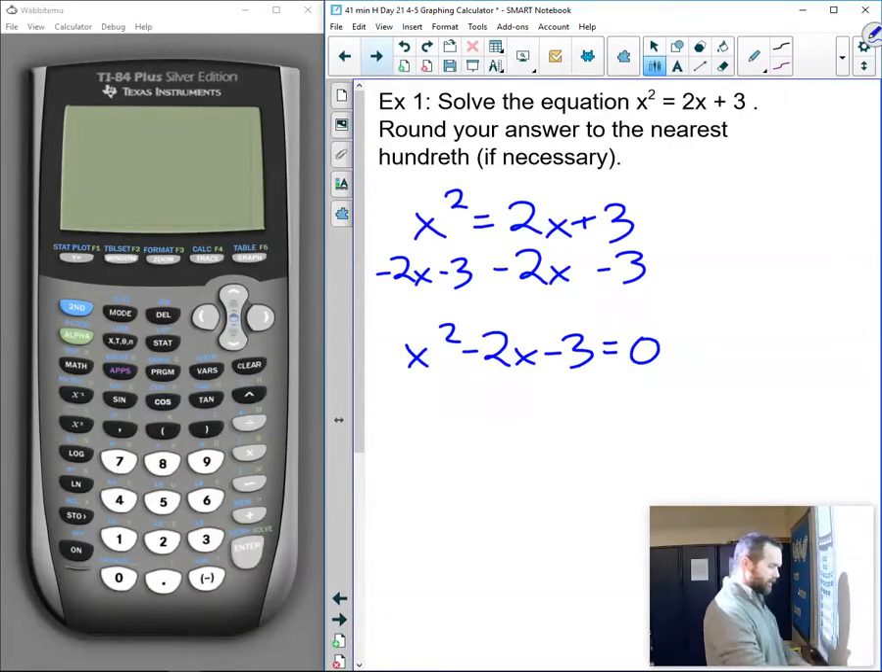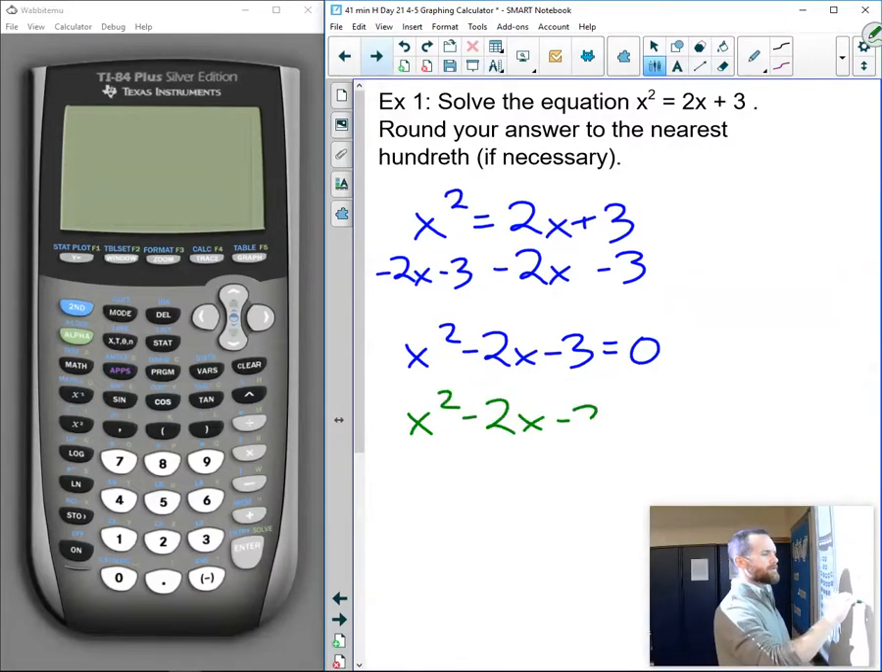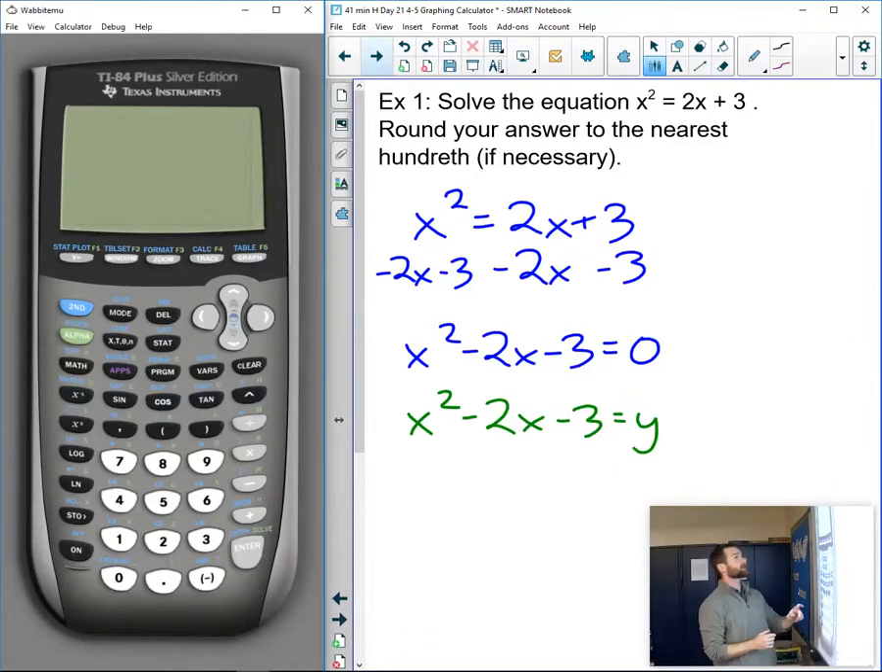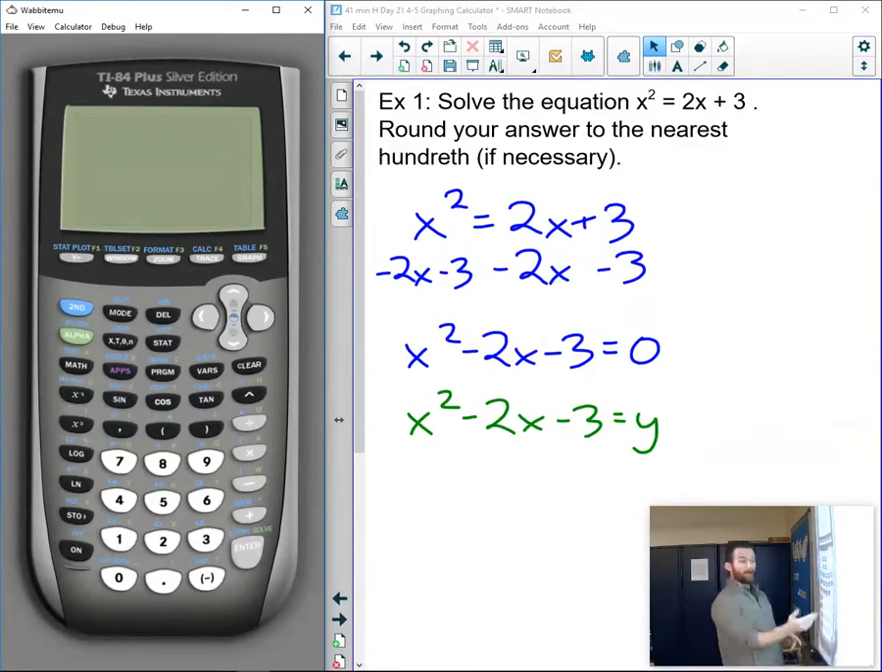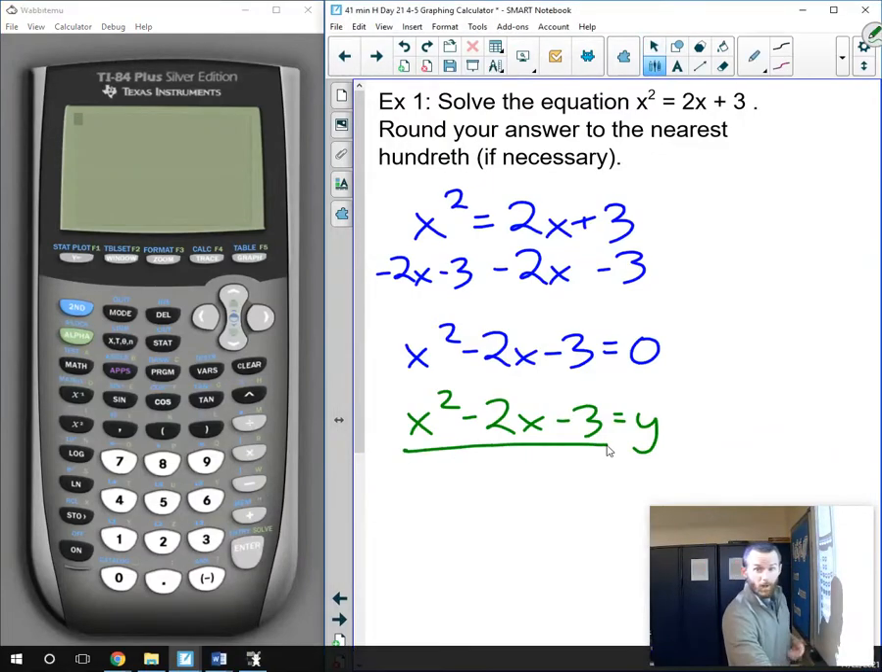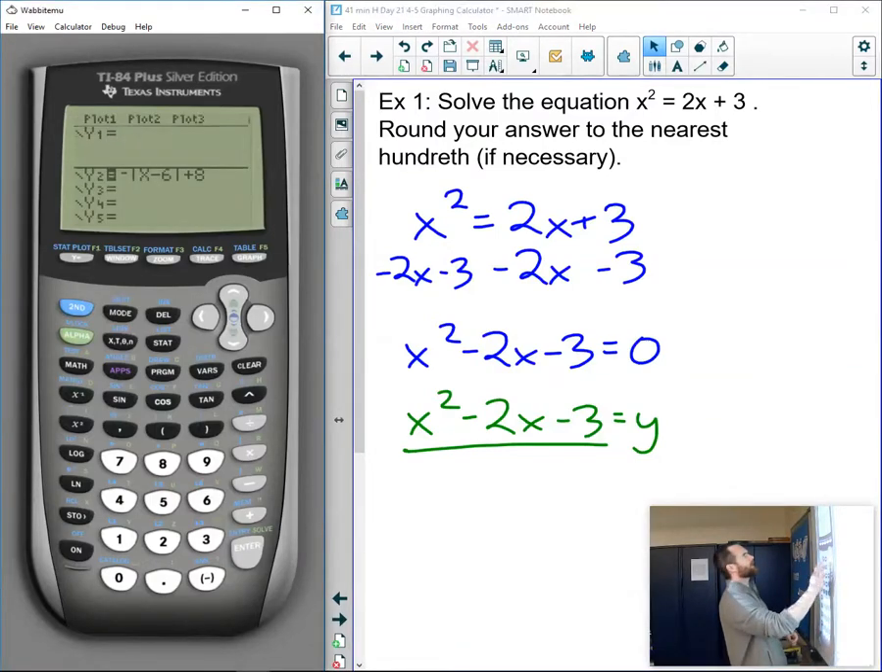So to solve this, we just need to find the real roots of the function x squared minus 2x minus 3 equals y. So let's go to our graphing calculator. I'm going to turn it back on. There we go. I'm going to hit y equals, and then I type in what y equals. Okay, let's clear out all that. Clear. Go back up, and it's x squared minus 2x minus 3.